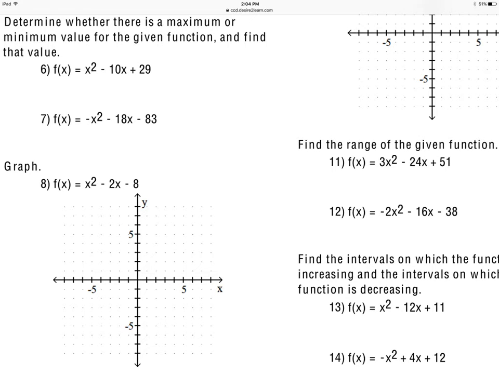Okay, determine whether there's a maximum or a minimum value. Well, for one thing, remember a positive x squared looks like that, so wherever that vertex is going to be a minimum. A negative x squared graph looks like this, so wherever that vertex is, we're going to have a maximum, okay? So little things like that.